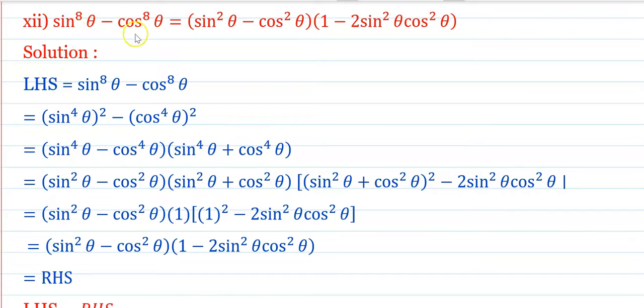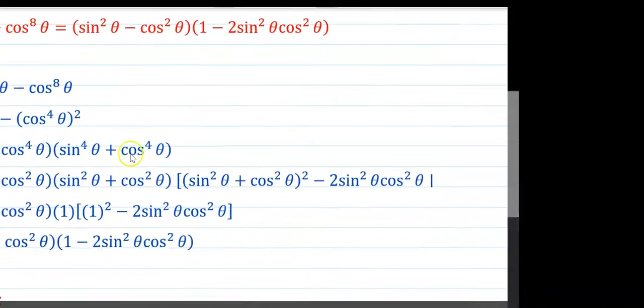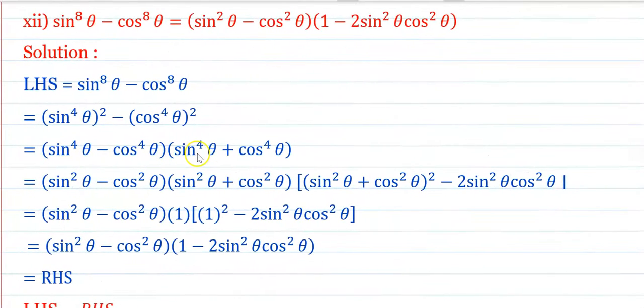Sin theta raised to 8 minus cos theta raised to 8 is equal to, in bracket, sin square theta minus cos square theta, bracket complete, in next bracket, 1 minus 2 sin square theta into cos square theta. Now sin theta raised to 8 minus cos theta raised to 8 can be written as sin theta raised to 4 bracket square minus cos theta raised to 4 bracket square. Okay. And now this is just like a square minus b square. Then in first bracket you will get sin theta raised to 4 minus cos theta raised to 4, in second bracket, sin theta raised to 4 plus cos theta raised to 4.